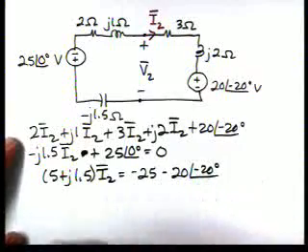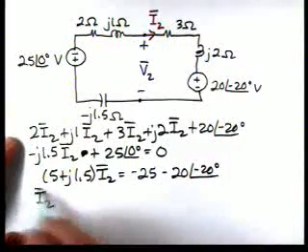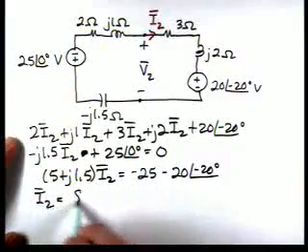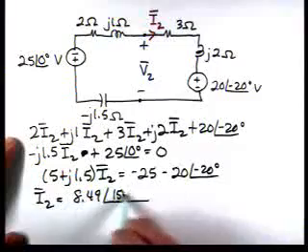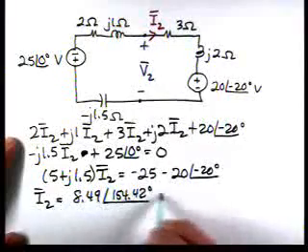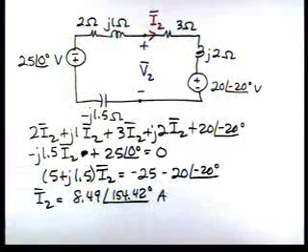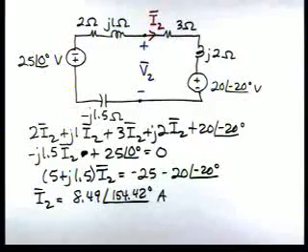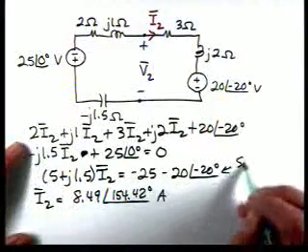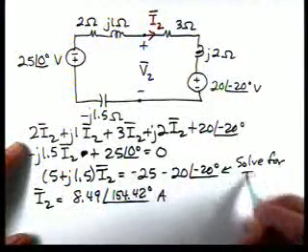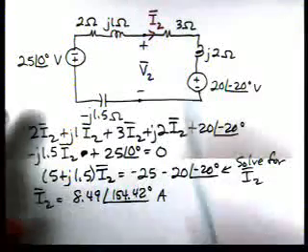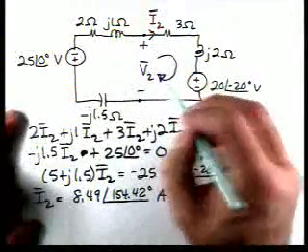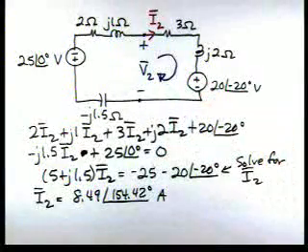So if we solve this for I2, it turns out to be 8.49 at an angle of 154.42 degrees. So we solve this equation for I2.